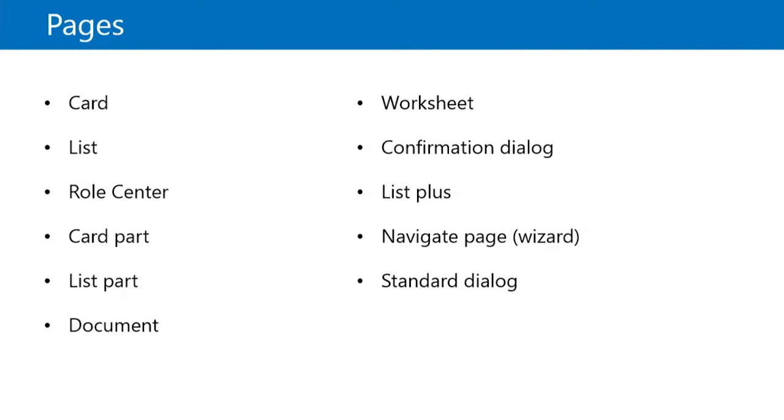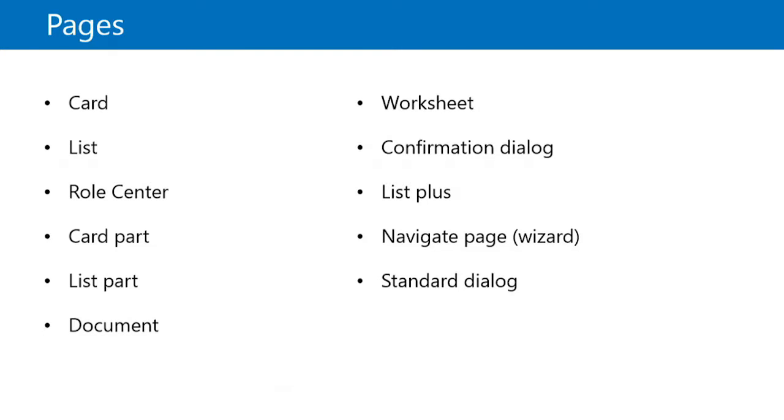Pages are a very important part of the user interface of the system. We use pages to display information, but also to enter new information or to modify existing data. And so that's again why pages are very important. And we have different types of pages. So for example, there is the card page, the list page, the role center page, and so on.